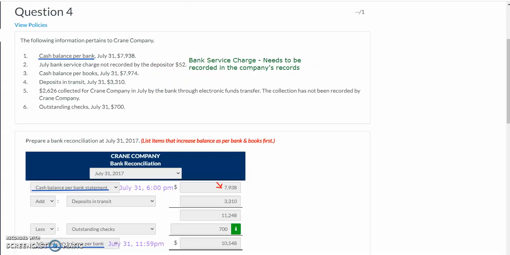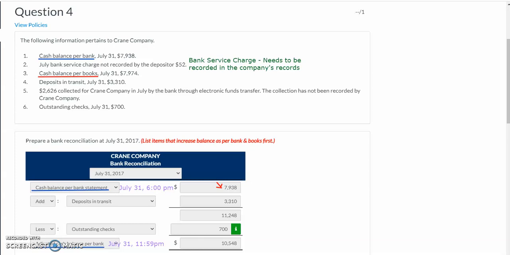The other piece of information that we're given here is the cash balance per books on July 31st, which is $7,974 in this example. I'm going to save this cash balance per books for the second part of the reconciliation, because it affects the balance per books. Next, we have deposits in transit.